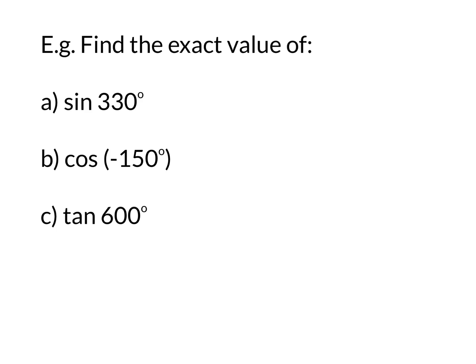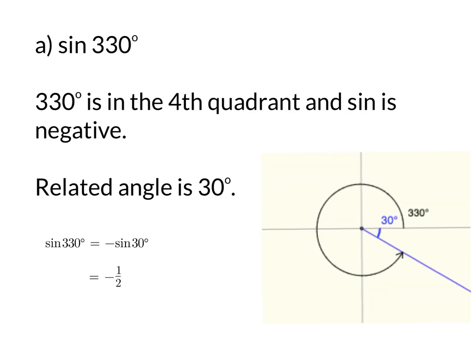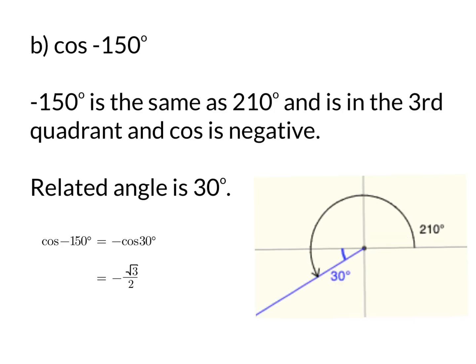So now let's put this in place. Let's find the exact value of sine 330, cos minus 150, and tan 600. So sine 330, if we look at this in regards to our quadrants, 330 degrees is almost a 360, it's 30 degrees off. So it's in the fourth quadrant. The related angle with the x-axis is 30 degrees. And since sine is negative, then sine 330 is the same as minus sine 30. And sine of 30 as an exact value is a half, so we get minus a half for sine 330.